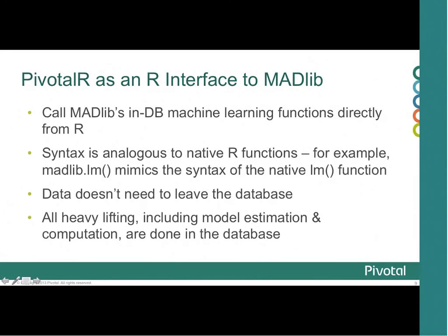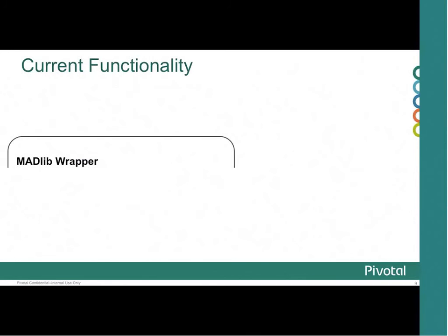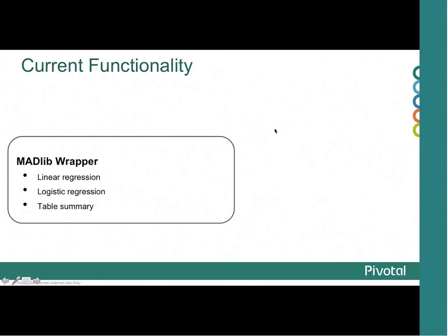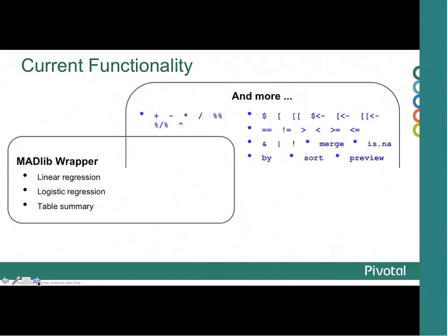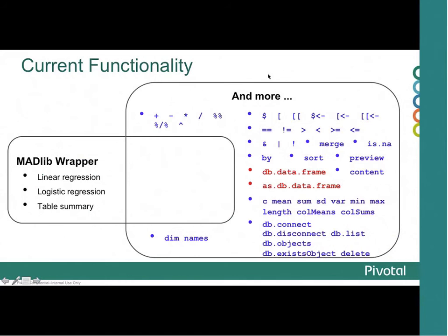Now, at the time of this recording, we are at our first release of PivotalR, and the current functionality that we have right now is the following. We have MADlib wrappers for linear regression, logistic regression, and table summaries. But not only that, we have a rich set of support for R syntax. All the things that are listed here are the kinds of things that you are able to express in PivotalR within the R window, which will then get basically translated to SQL automatically.